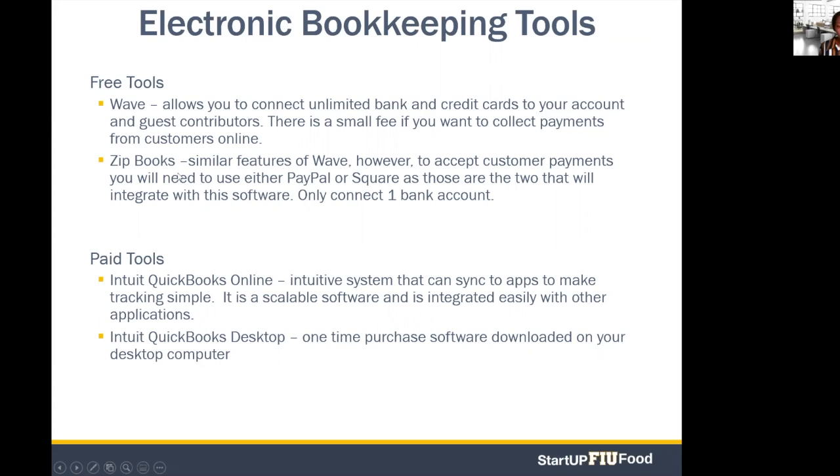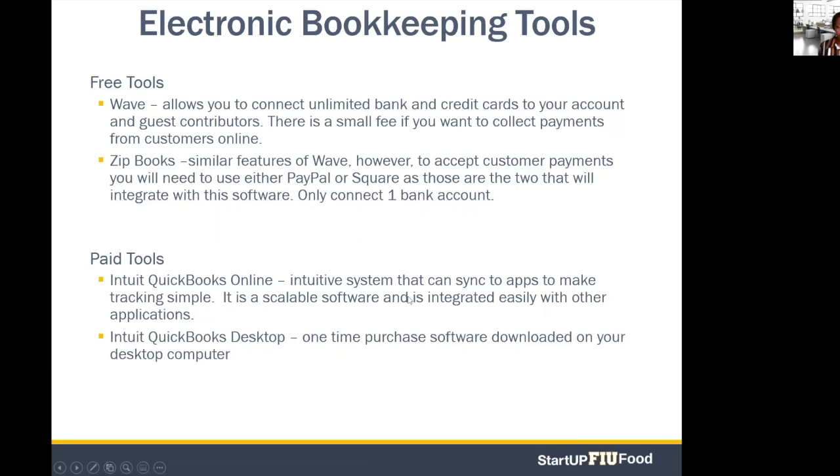ZipBooks is another one, very similar to Wave. The one thing is its platform itself doesn't allow you to accept customer payments. So you would have to use PayPal or Square. And I think those are the only two third-party vendors that it connects with. And then you can only connect one bank account, which is maybe not a big deal if you only have one business bank account. But let's say you have a business bank account and a business credit card, that sort of thing. When you use Wave or even QuickBooks Online, you can connect both of those accounts into your QuickBooks system.